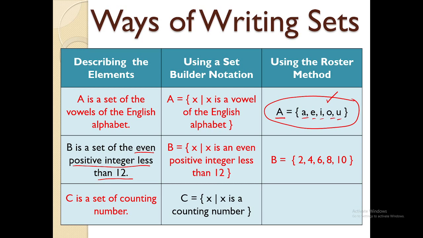And how do you write it in roster method? What are the counting numbers? One, two, three, four, five, six, seven, eight, 9, 10. So on and so forth. 1, 2, 3, 4, 5, so on and so forth. Those are counting numbers. So this is a very good presentation on how to write sets. Is this clear, by the way?